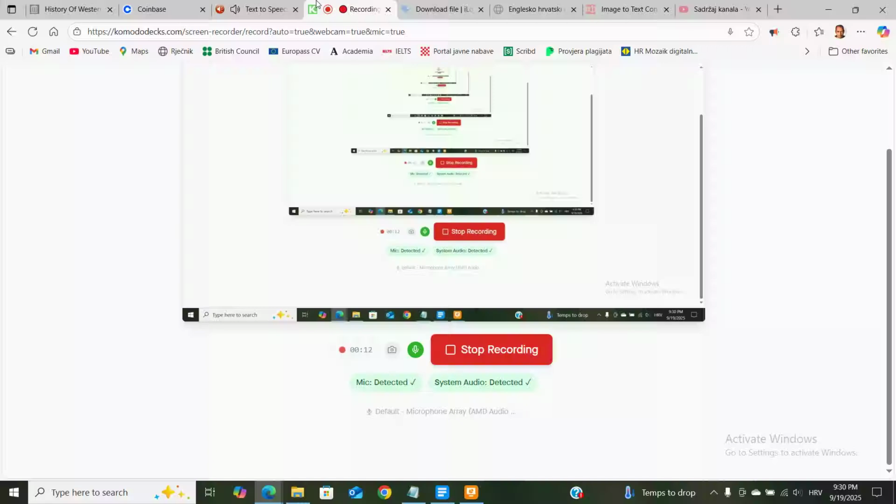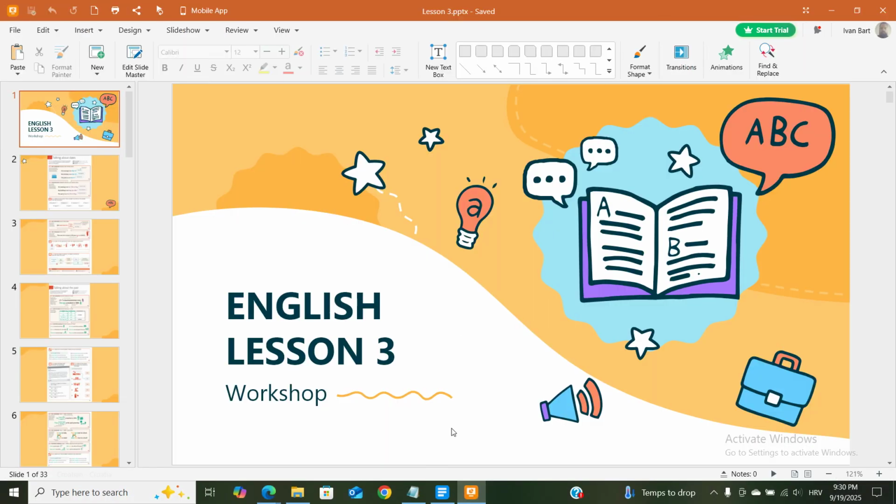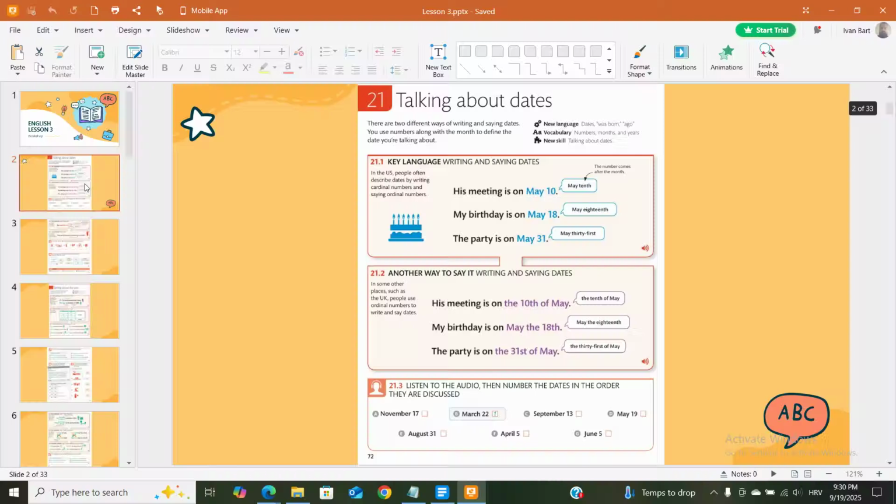Unit 21: Talking about dates. There are two different ways of writing and saying dates. You use numbers along with the month to define the date you're talking about. New language: dates, was born, ago, and vocabulary: numbers, months, and years. New skill: talking about dates.